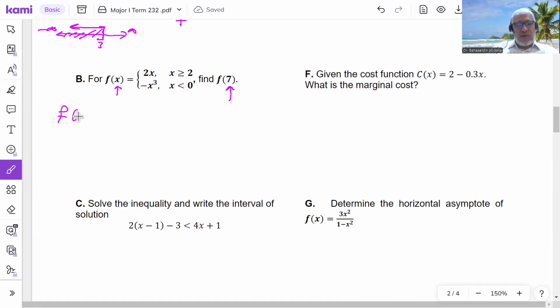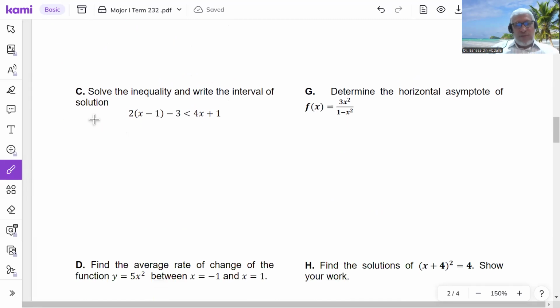So to find f of 7, you use the second definition because 7 is greater than 2. So f of x is 2x. F of 7 would be 2 times 7, and that's 14.